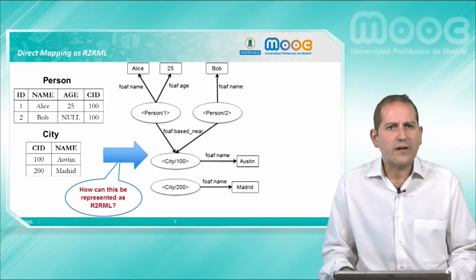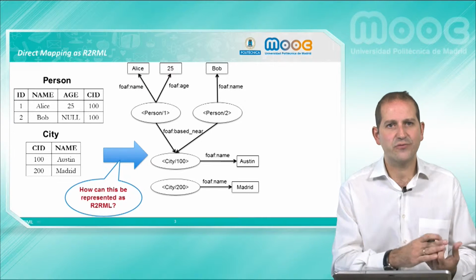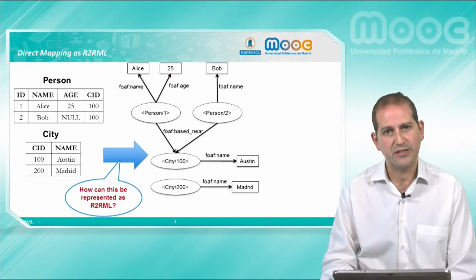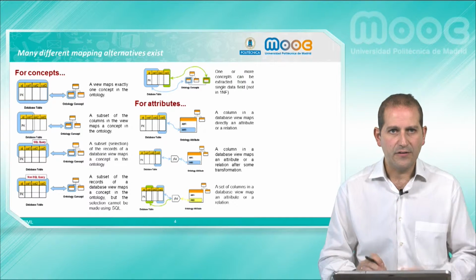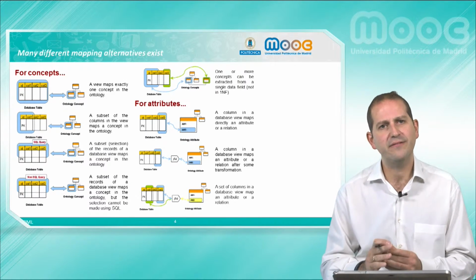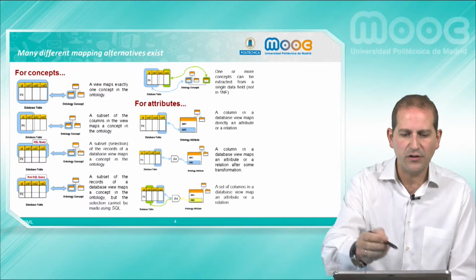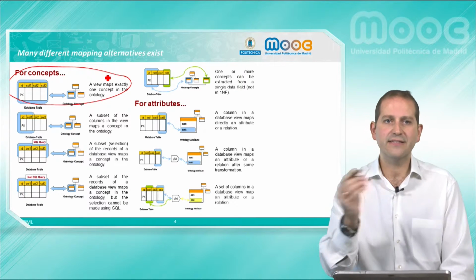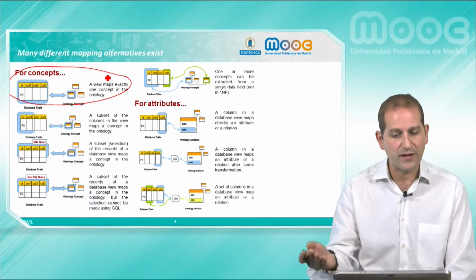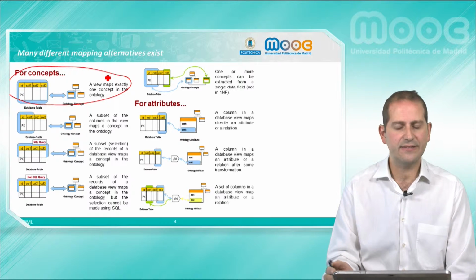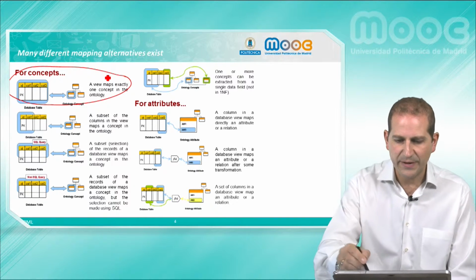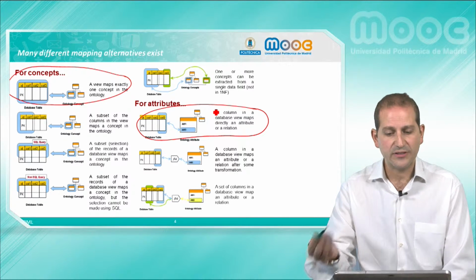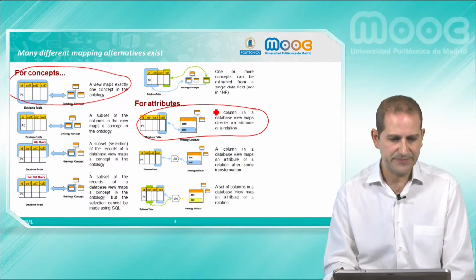Let's see how we can represent the data that we had already in the direct mapping approach in R2RML. This is the example that we used in the previous lesson. First of all, we have to consider that there are many different mapping alternatives. We could consider that there is one table that is transformed completely into one concept. This is what we had already in the direct mapping approach. The same would apply to attributes, where each of the columns was transformed into a specific property.